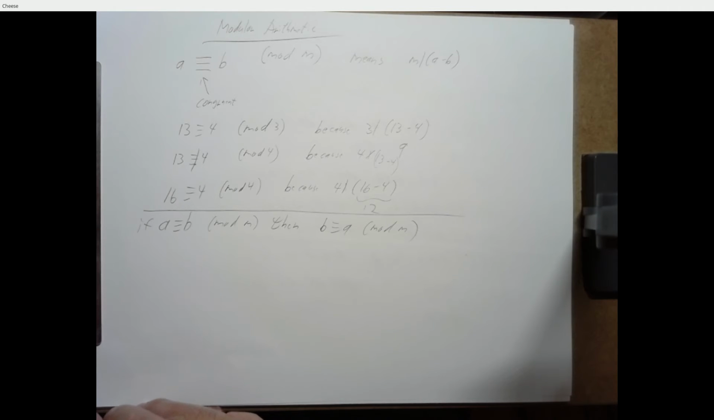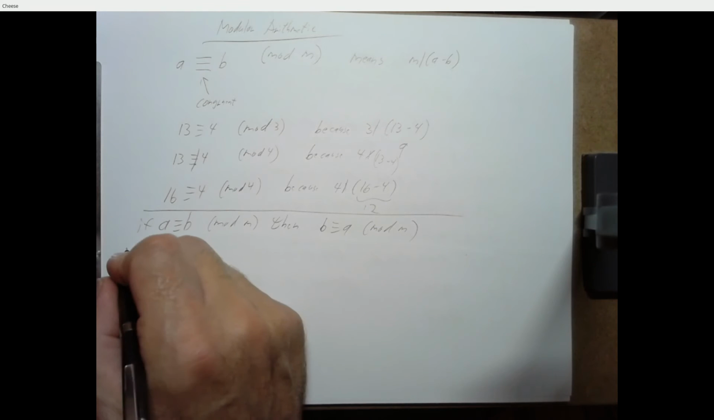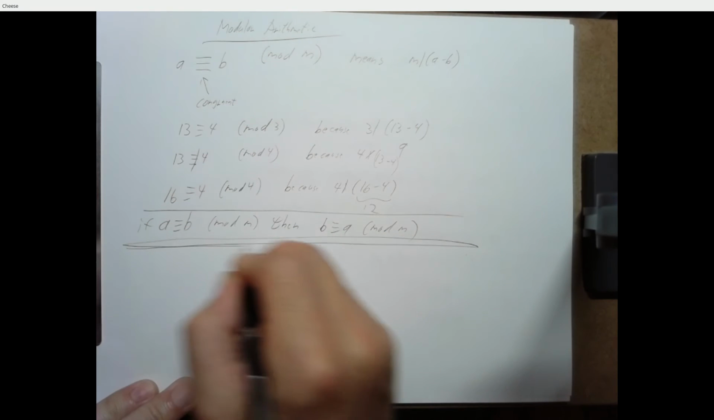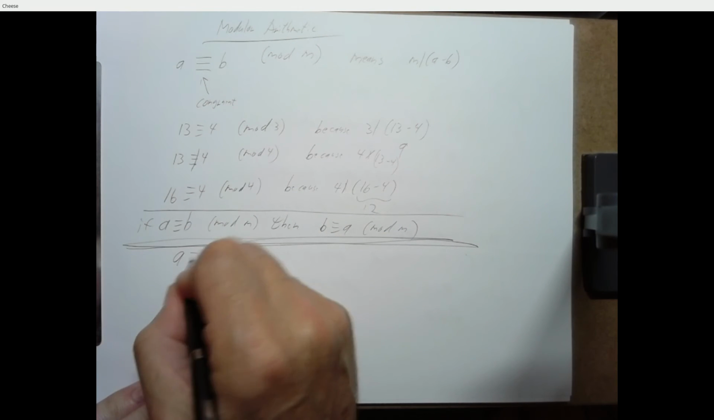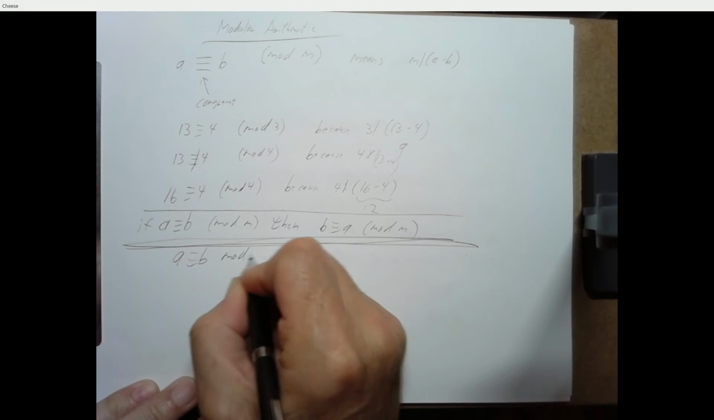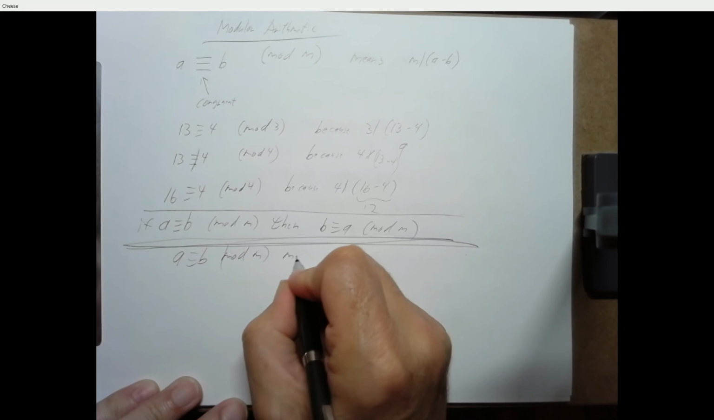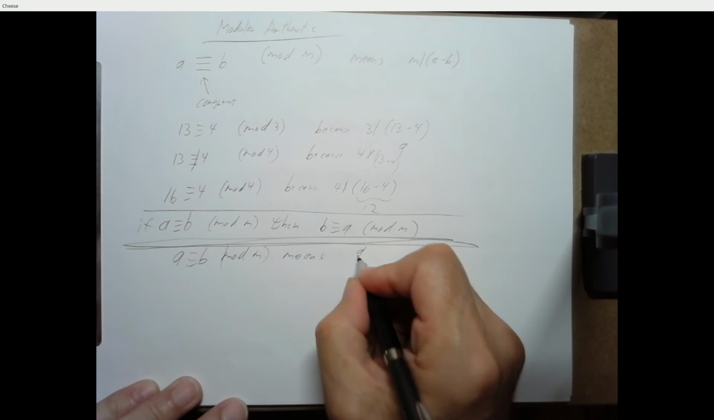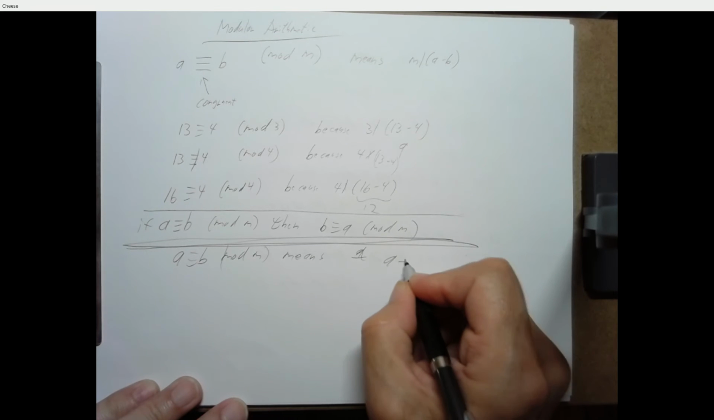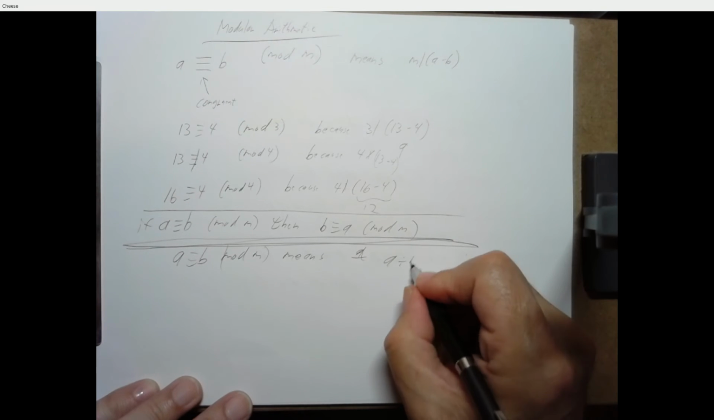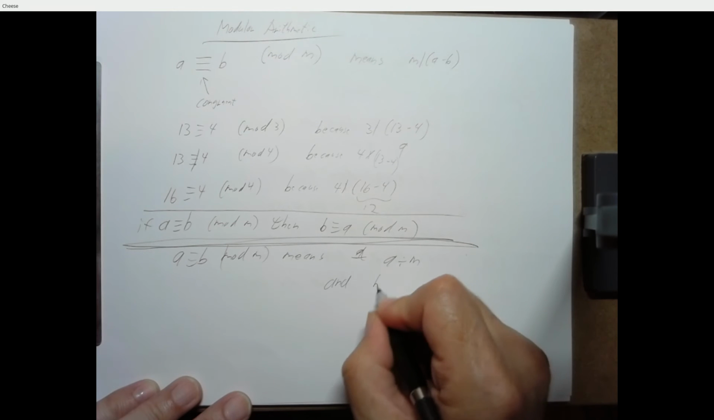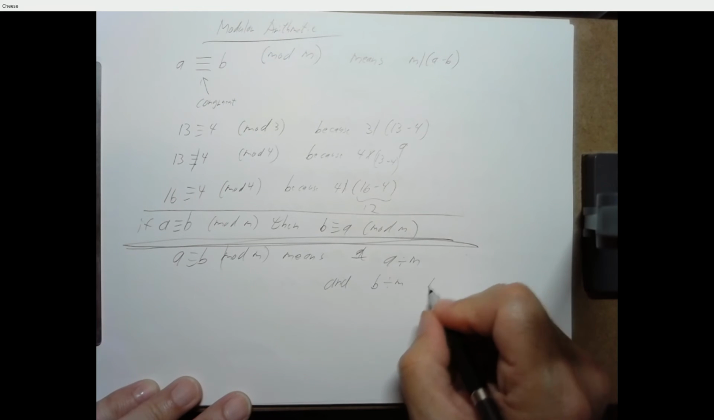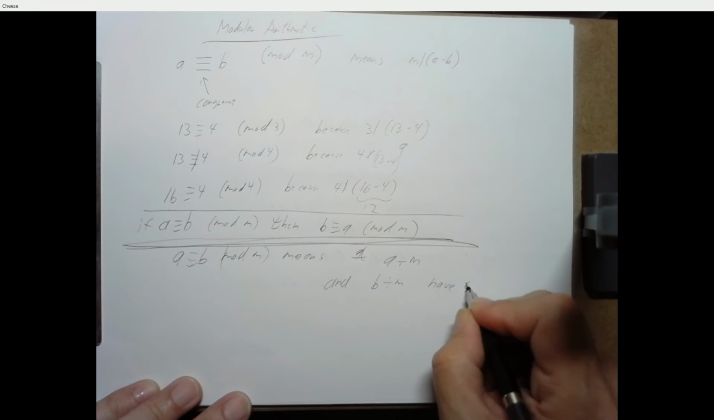Alright, well, another way to think about this, and this is sort of the more intuitive way: a congruent to b modulo m means, let me use the old-fashioned divide symbol, a divided by m and b divided by m have the same remainder.